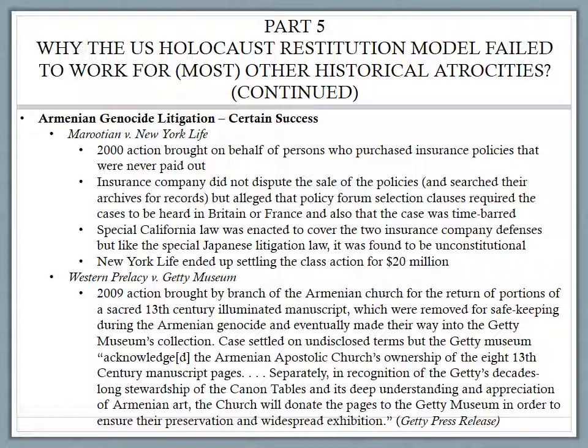The case settled on undisclosed terms, but in its press release, the Getty Museum acknowledged the Armenian Apostolic Church's ownership of the 8 13th century manuscript pages. And then separately, in recognition of the Getty's decades-long stewardship of the canon tables and its deep understanding and appreciation of Armenian art, the church donated the pages to the Getty Museum in order to ensure their preservation and widespread exhibition. The rest of the 13th century illuminated manuscript actually resides in Yerevan at the Modern Museum.